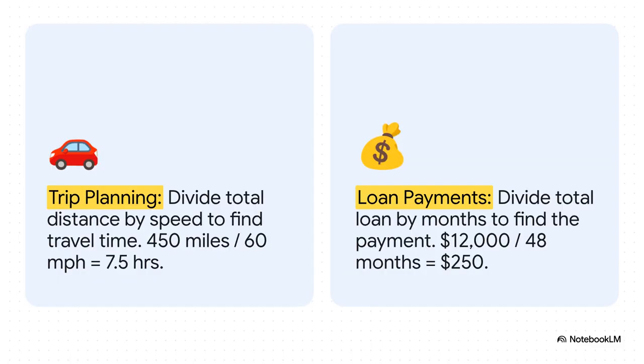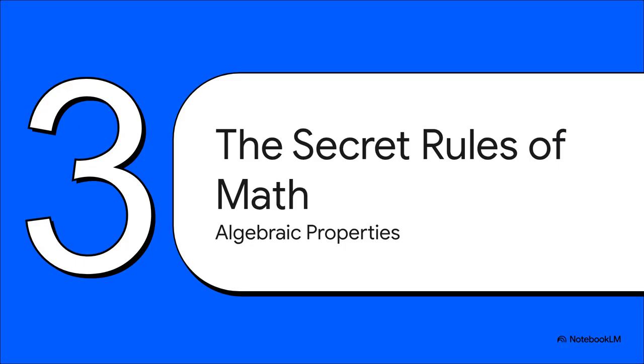This shows you the true power of having a math toolkit. Planning a road trip and figuring out a loan payment, they seem like completely different worlds, right? But look closer. They're solved with the exact same tool: division. In both cases, all we're doing is taking a big total amount, whether it's miles or money, and splitting it into smaller equal parts.